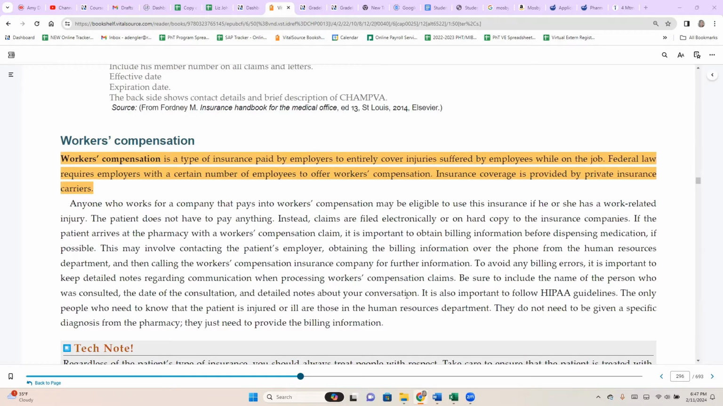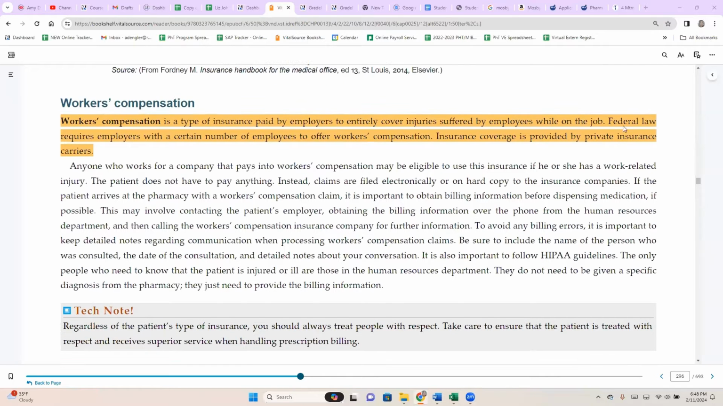Workers' compensation is a type of insurance paid by employers to entirely cover injuries suffered by employees while on the job. Federal law requires employers with a certain number of employees to offer workers' compensation. Insurance coverage is provided by private insurance carriers. Anyone who works for a company that pays into workers' comp may be eligible to use this insurance if he or she has a work-related injury. The patient does not have to pay anything. Instead, claims are filed electronically or on hard copies to the insurance companies.